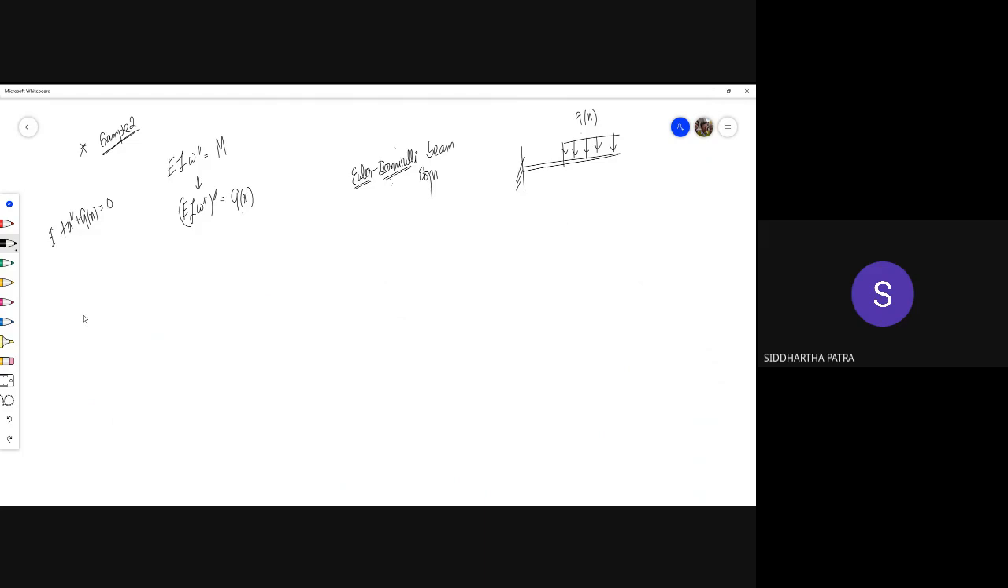Number one is, by the way, this one is u prime whole prime. This one is a second order ODE, this one is a fourth order ODE. And assuming the Young's modulus and the moment of inertia are constants. Achha, hold on a second.